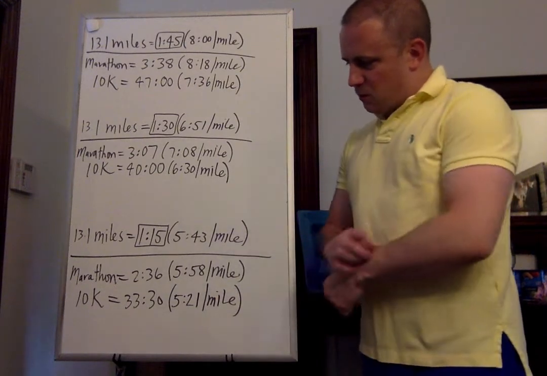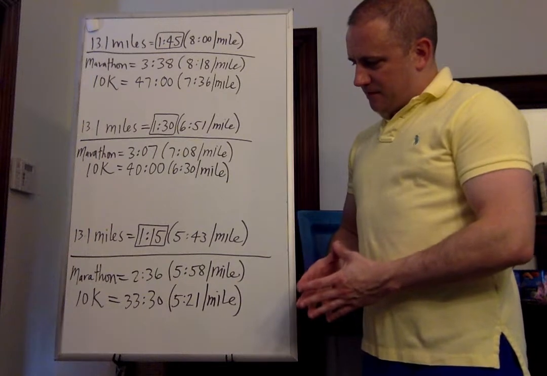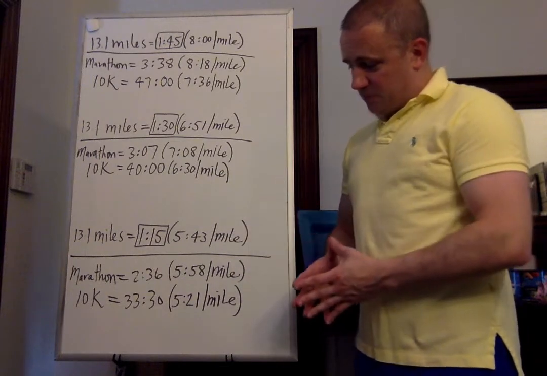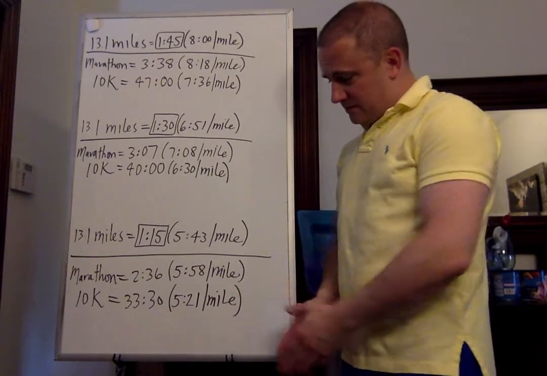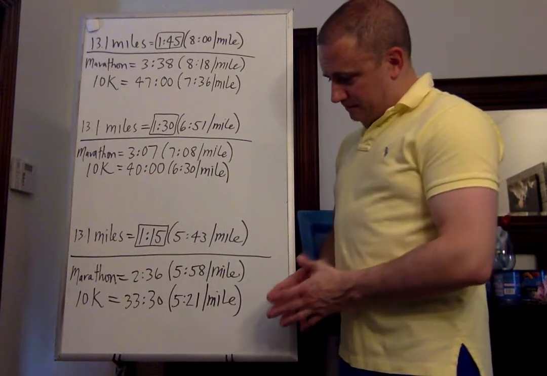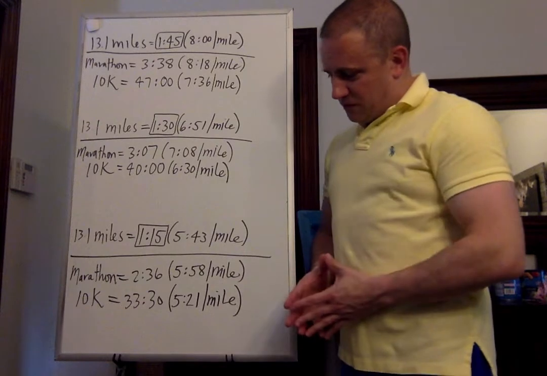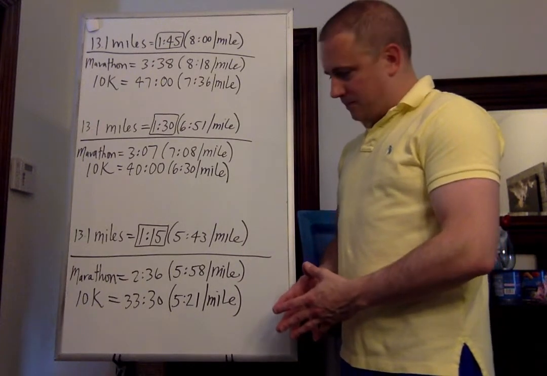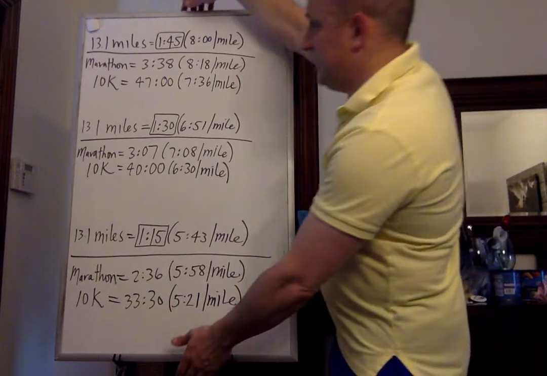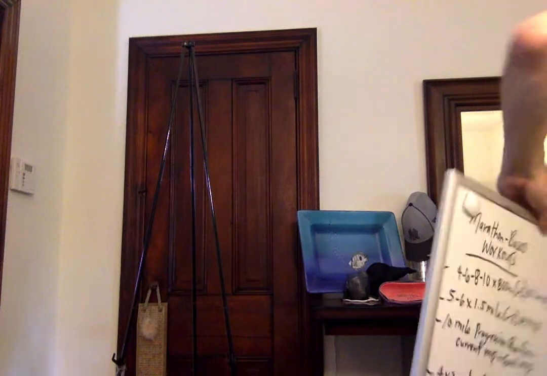And last but not least, the 1:15 half marathon, which is 5 minutes and 43 seconds per mile, puts you in a ballpark of 2:36 for the marathon, which is 5:58 per mile, and 33:30 for the 10K, which is 5:21 per mile. Okay, so let's take this down now, and let's put up some actual workouts, okay? Things that you could do, okay?